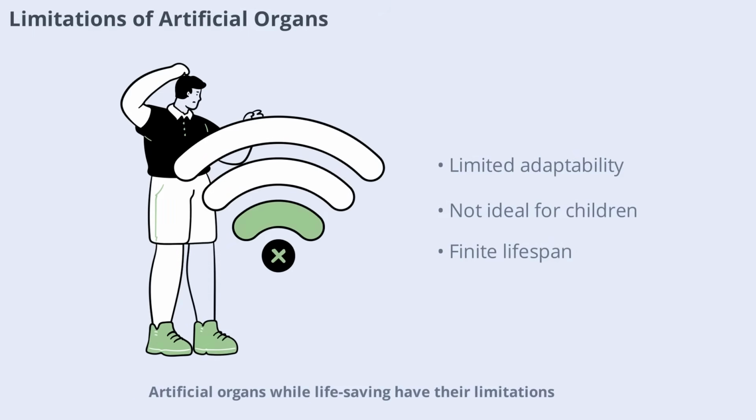Artificial organs, while life-saving, have their limitations. They often struggle to adapt to the changing demands of human activity and cannot easily accommodate body growth, making them more suitable for adults than children. Like all machines, artificial organs have a limited service life due to friction, wear, or decay in the body's warm, humid, and corrosive environment. Despite these challenges, millions of people benefit from artificial organs every year.